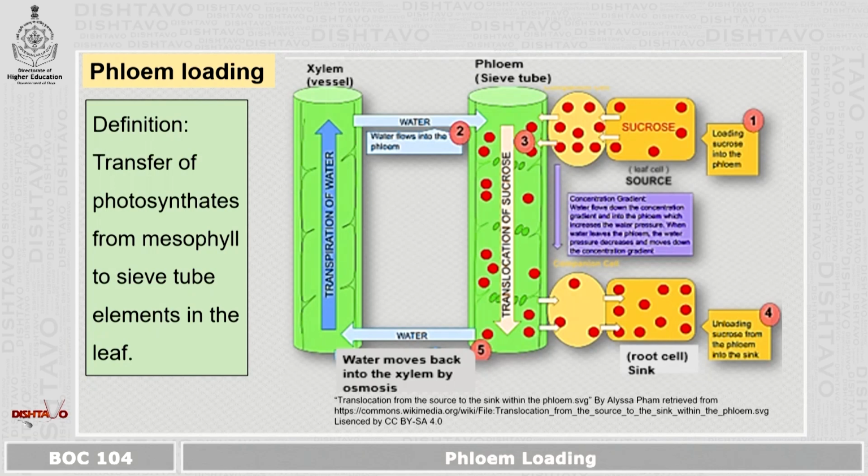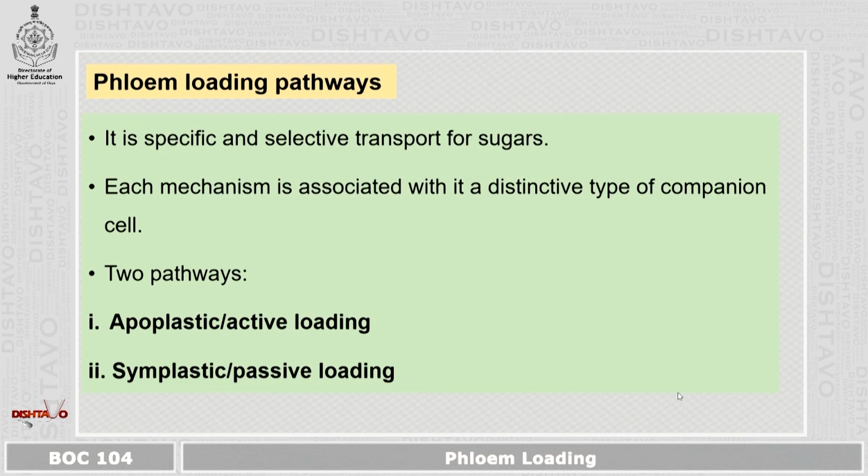Phloem loading deals with the transfer of photosynthates from the leaf into the sieve tube elements. Till here is the phloem loading. Then from the sieve tube into the root cell, it is the phloem unloading. Today we are going to discuss only the phloem loading. Phloem loading pathways. The pathway or process of phloem loading is selective and only for sugars, not for any other elements. So each mechanism is associated with a distinctive type of companion cell.